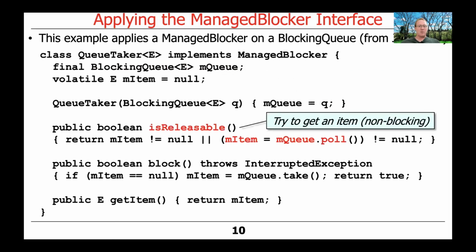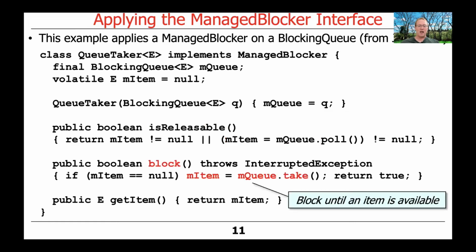The next thing we're going to do is implement the isReleasable method. And this is going to first check to see whether we've already acquired an item. And if we haven't, we're going to call poll on our blocking queue. And hopefully you recall from our earlier discussions that poll will try to get an item. And if there is an item in the queue, it'll take it. But if there's not an item in the queue, it will not block. It'll just return null. So we'll return true if we either have already got an item from an earlier call or we get it when we call poll. But if we don't get the item, we're going to return false. So that means we didn't block, we didn't get it.